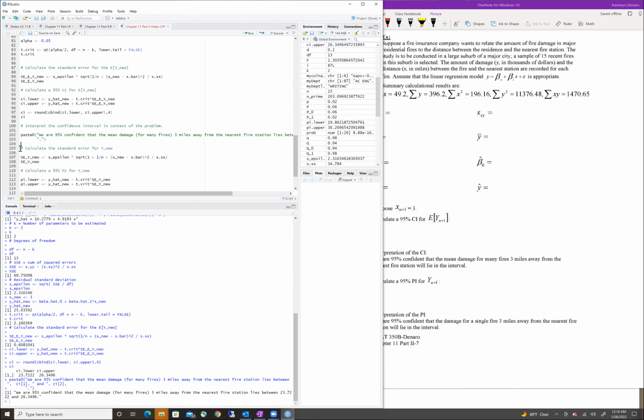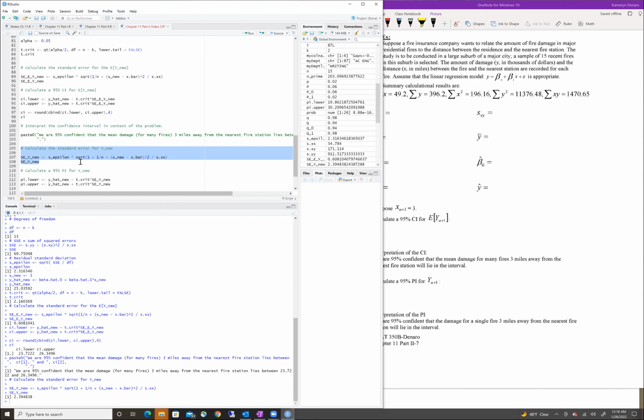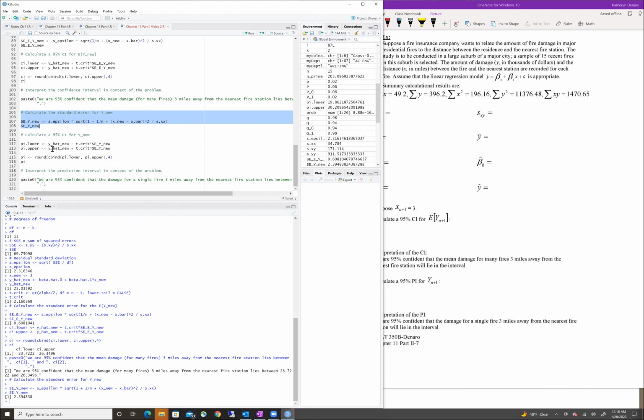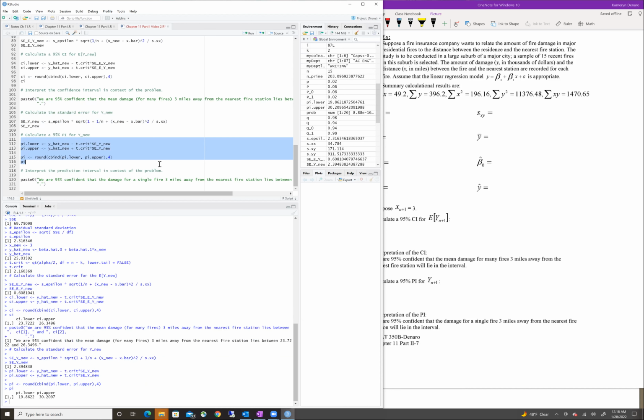Next we can look at calculating the standard error for a single new fire. This standard error should be larger than the confidence interval standard error that we used. We get a value of 2.39. And now we can get a prediction interval. Remember, the prediction interval is slightly different than the confidence interval. The prediction interval is saying what is a likely interval for the fire damage for a single fire of a home that's 3 miles away.